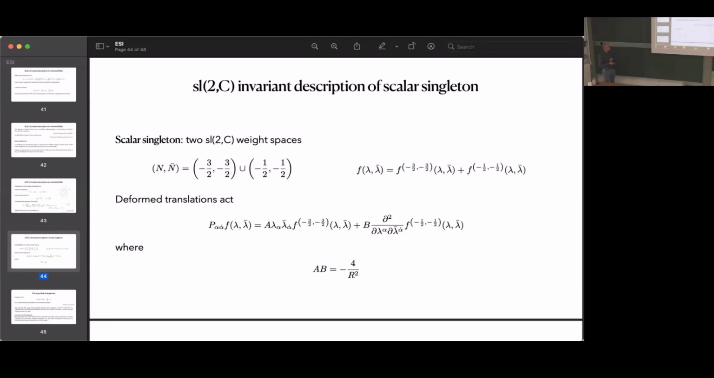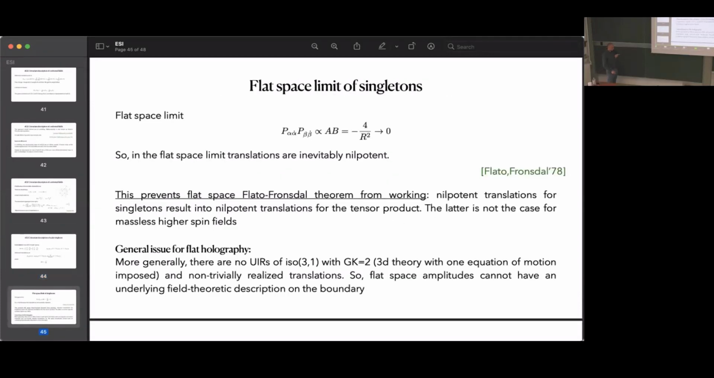And finally, as I said, I'm interested in flat holography, so I would like to go into the flat space limit. Then it's easy to see from the formulas on the previous slide that P times P is proportional to A times B, which should be equal to -4/r². When we talk about the flat limit of a singleton, you think of a singleton as a field on AdS. I'm thinking of it as a representation, just a representation of conformal groups, and we don't have a radius. For me, these are just parameters in the commutation relations of the algebra.